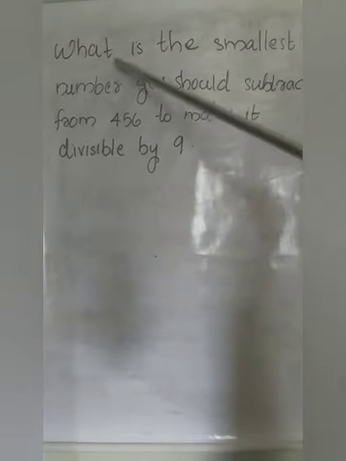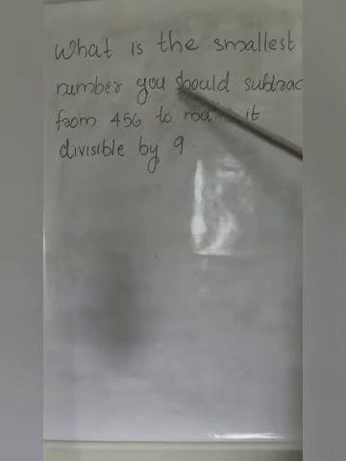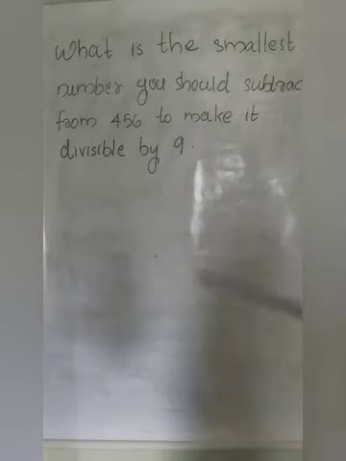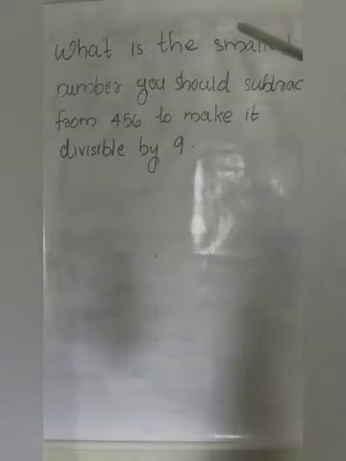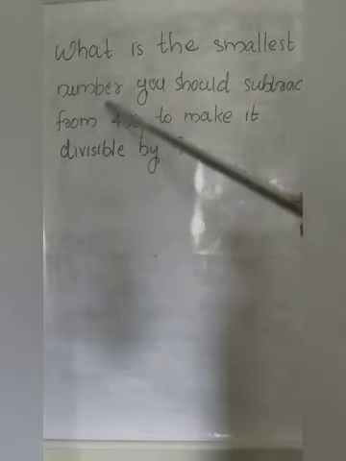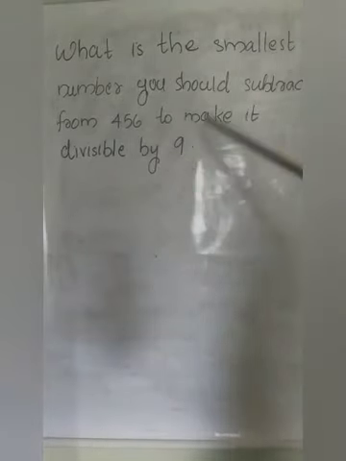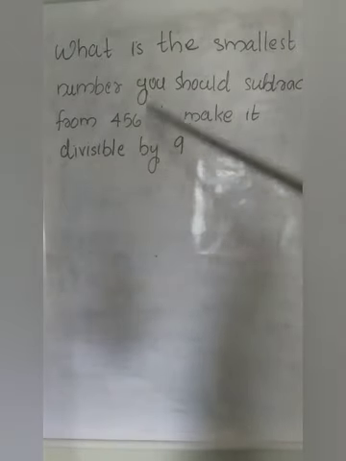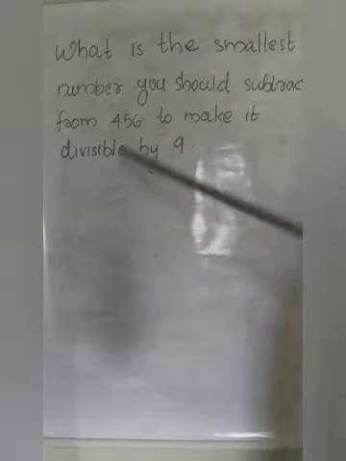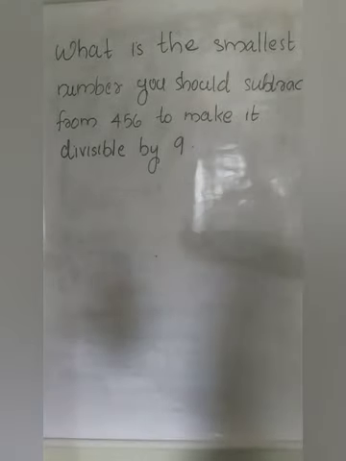Question: what is the smallest number you should subtract from 456 to make it divisible by 9? What is the question here? We have to find out the smallest number that is to be subtracted from 456. Now what is the condition in order to make 456 divisible by 9? So first tell me what is the divisibility rule of 9.